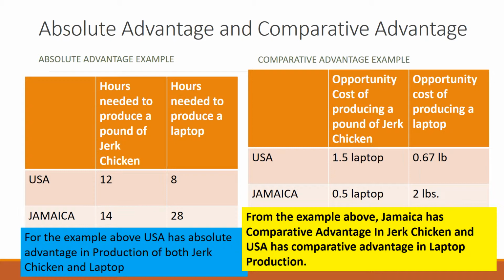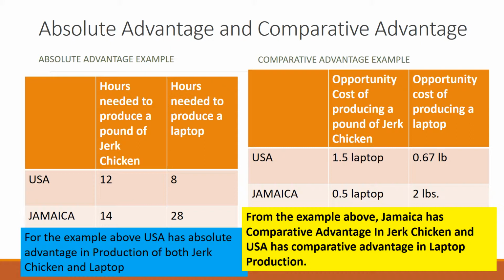Also, for the laptop production, on the absolute advantage example column, the hours needed to produce a laptop, so US requires 8 hours to produce a laptop. On the other hand, Jamaica requires 28 hours to produce a laptop. So again, USA has absolute advantage in producing the laptop as well. So this left hand side table is showing that for both the jerk chicken production as well as the laptop assembly production, US has absolute advantage because for both of those two products, US requires fewer hours to produce them compared to the hours needed by Jamaica.